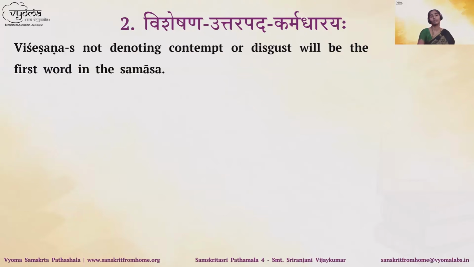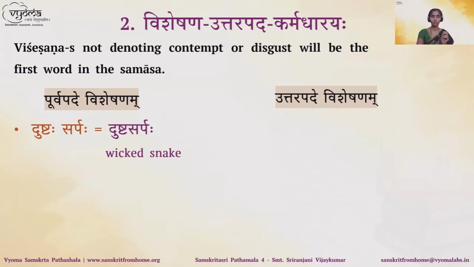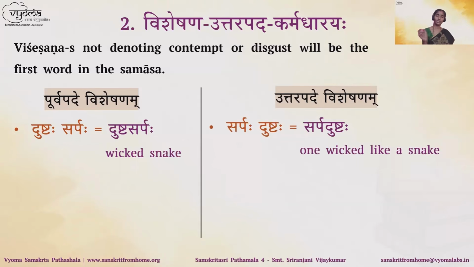When you have the Visheshana as the first word, normally it is not expected to denote contempt or disgust. Example: Purvapade yada Visheshanam bhavati dushtaha sarpaha. We say dushta sarpa, a wicked snake. It is just giving the meaning, a wicked snake. Whereas when you use the same dushta in the Uttarapada, sarpaha dushtaha, what will it mean? It means somebody who is wicked like a snake. When you use the prayoga sarpadushta, you are expressing some contempt, making fun, like we saw in the English expression, good for nothing Ramu. Sarpadushtaha.